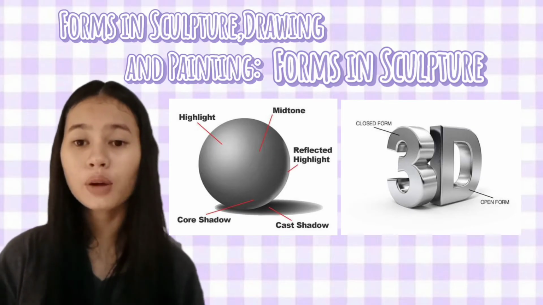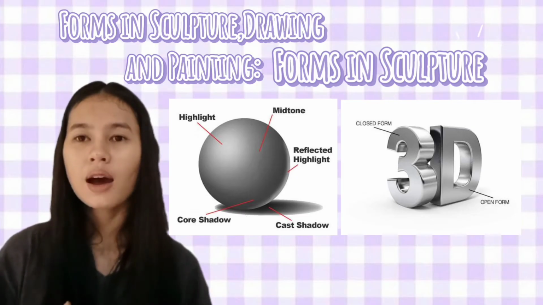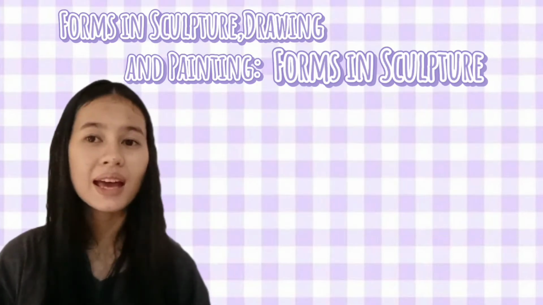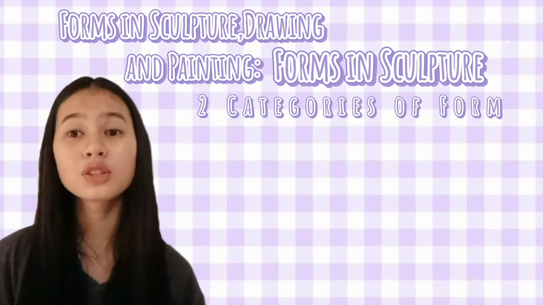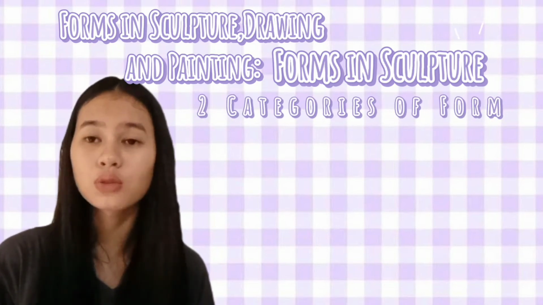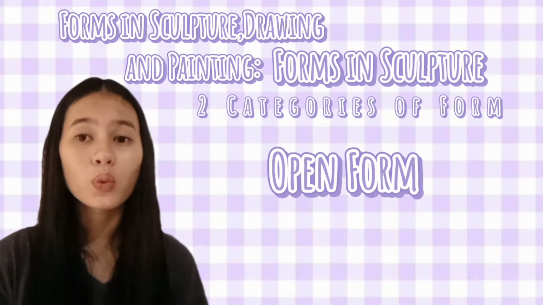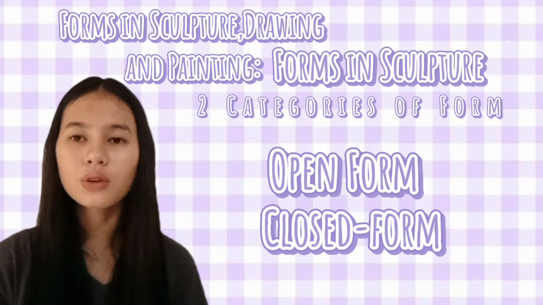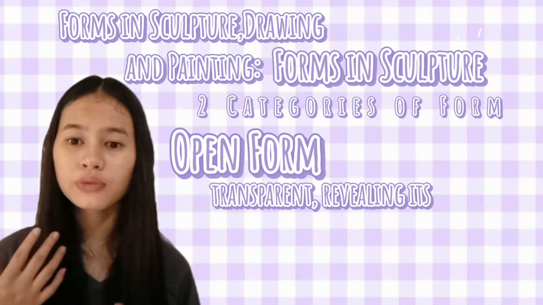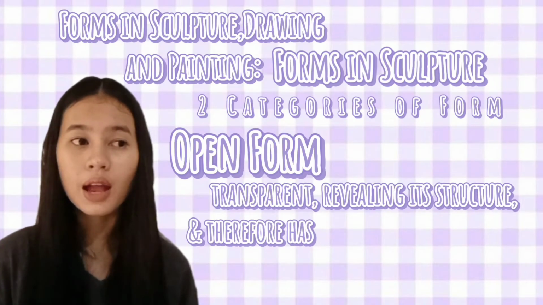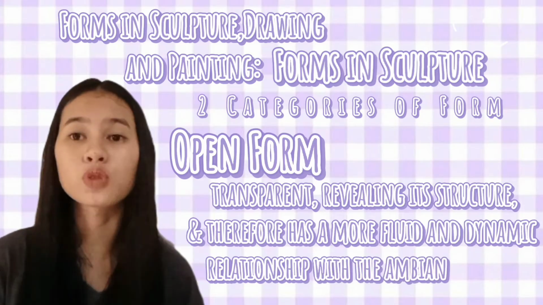So form in sculpture can be an open form or a closed form. There are two categories of form when it comes to sculpture. The first one is the open form and the second one is the closed form. The open form is transparent, revealing its structure, and therefore has a more fluid and dynamic relationship with the ambience of space.